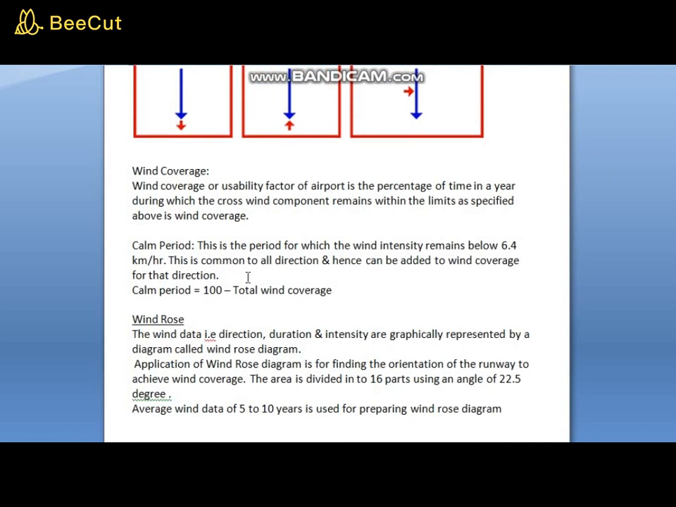Calm period. This is the period for which the wind intensity remains below 6.4 km per hour. This is common to all directions and hence can be added to the wind coverage for that direction. Calm period is 100 minus total wind coverage.